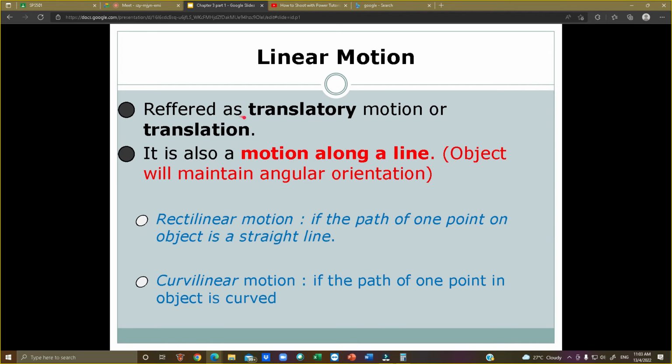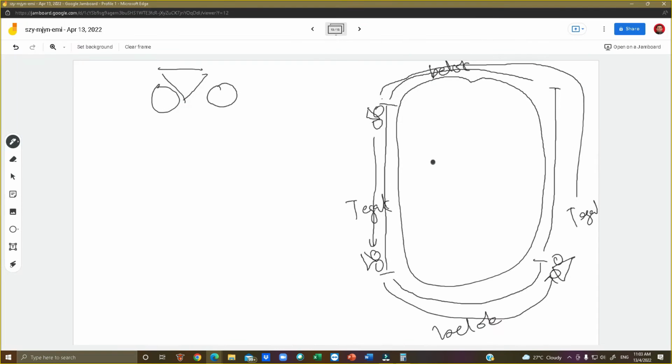Okay. Refer as translatory motion. It is also a motion along a line. Object will maintain angular orientation. Is it moving along the line? Kalau kita tengok gerakan basikal tu seketul, jangan tengok part-parts dia. Dia bergerak seketul ke depan. Although dia ada banking, bank here, bank there, it's still in a straight line. Okay, so when the bike move in a straight line motion, this is known as rectilinear. Still part of linear motion.